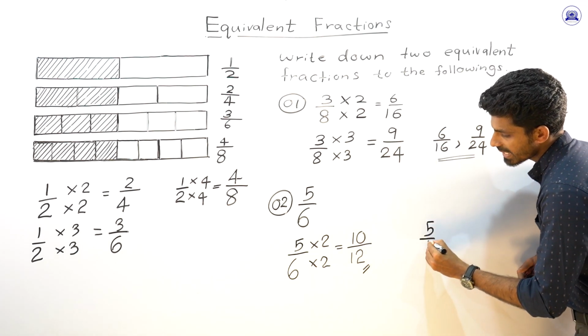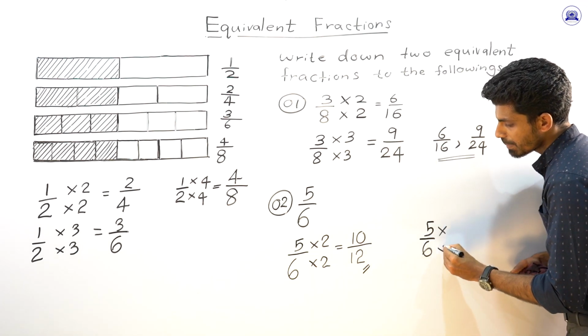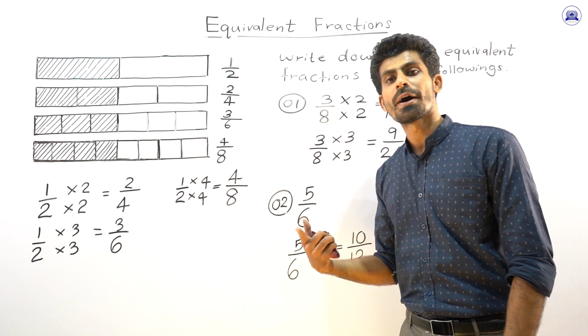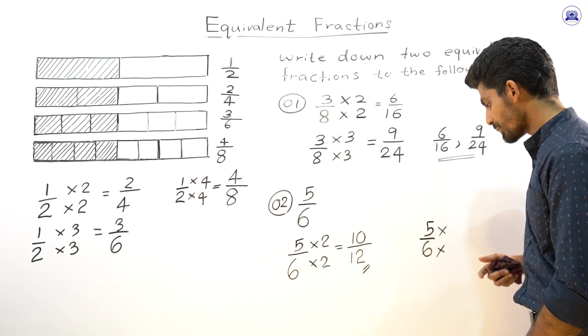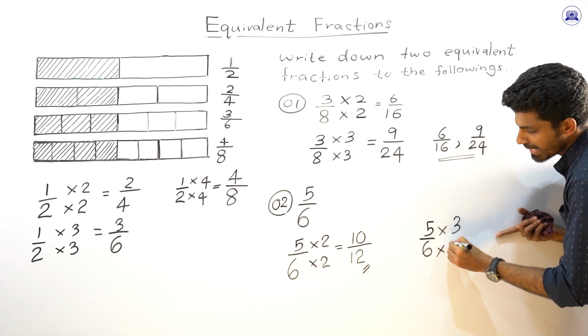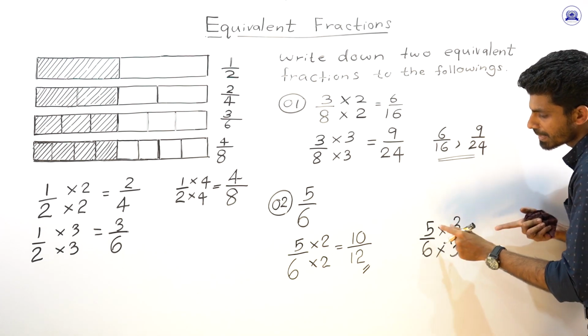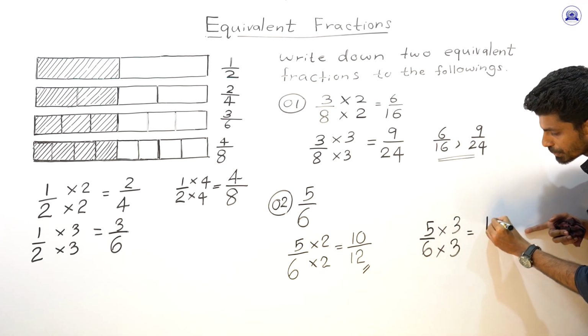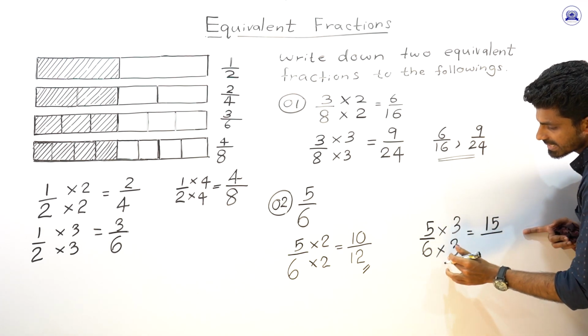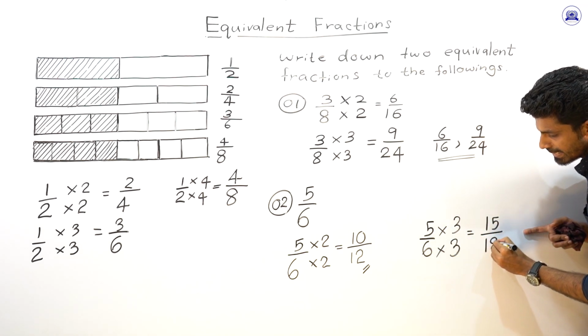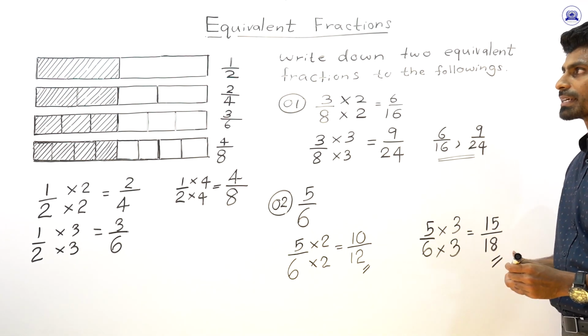Next one. 5 over 6. Any number, 3, 4, 5. I'm just taking 3. You need to multiply the numerator by 3 and also the denominator by 3. 5 into 3, 15. 6 into 3, 18. Right? Look at this one, Lamai.